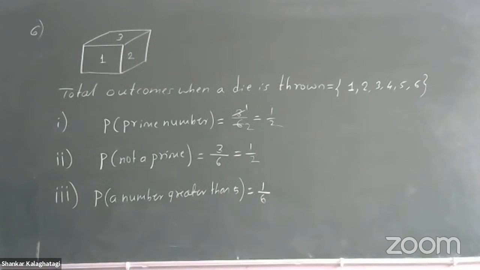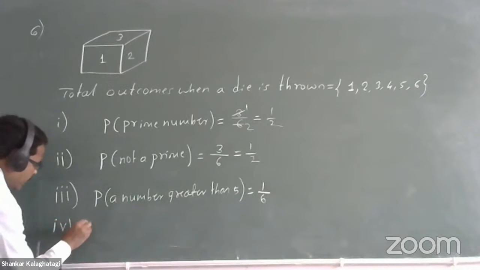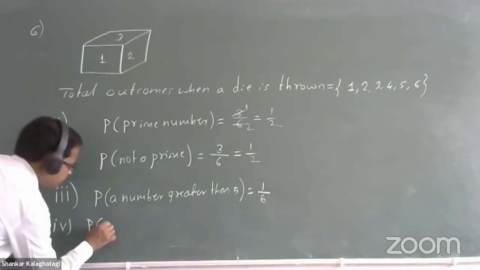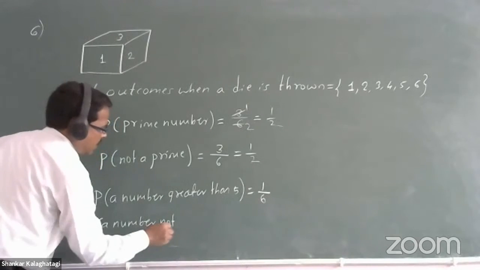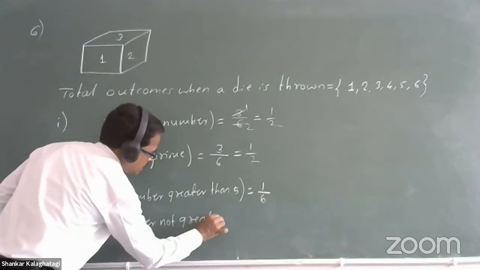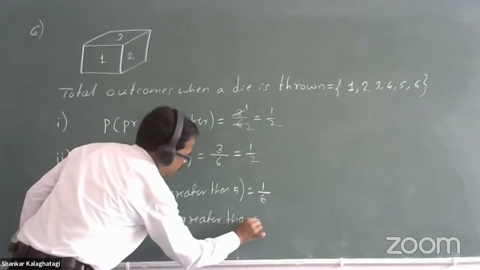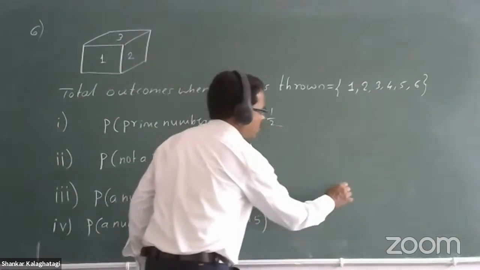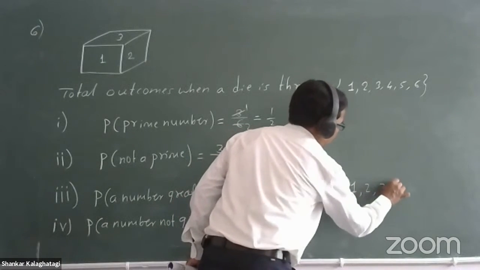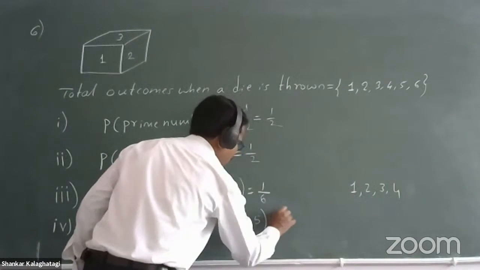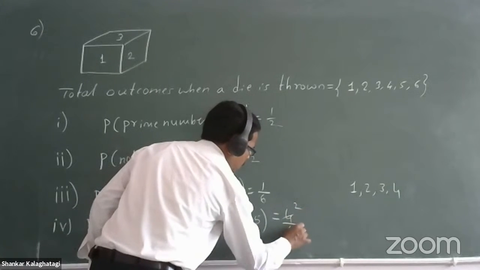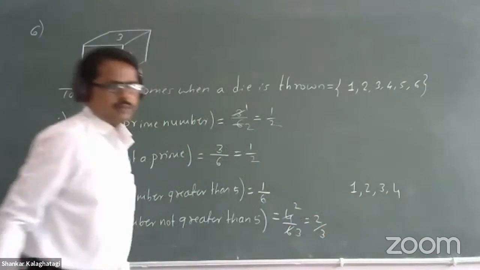Then the last one: not greater than 5. What is the probability of the number not greater than 5? How many are there? 1 is not greater than 5, 2, 3, 4. These are the numbers not greater than 5. So 1, 2, 3, 4 are there. So 4 by 6, cancel. 2 twos are 4, 2 threes are 6. Answer is 2 by 3. This much.